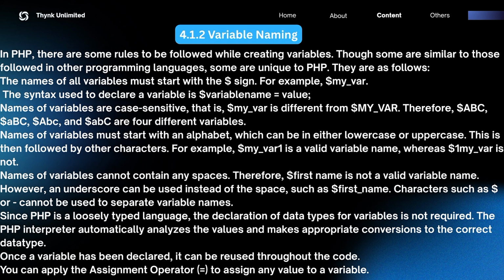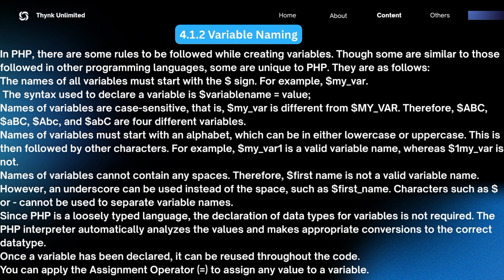Once a variable has been declared, it can be reused anywhere in the code. You can assign new values to it, update it, or use it in expressions and functions. The assignment operator, which is the equal sign, is used to give a value to a variable. For example, $price = 100; $name = "Jash Huzaifa"; Here, the variable price stores a number and name stores a string. Both can be reused or modified later in the program.